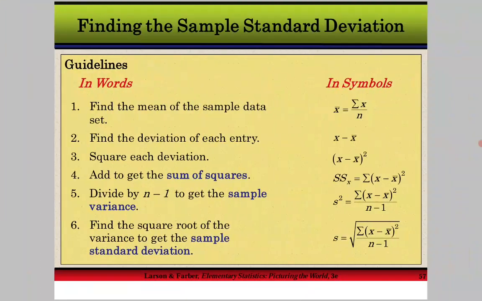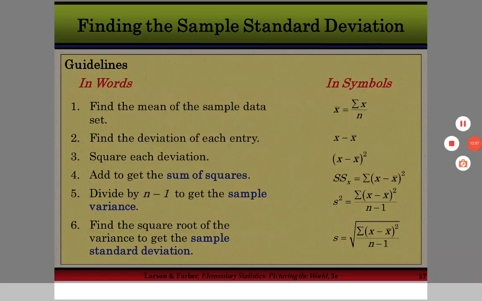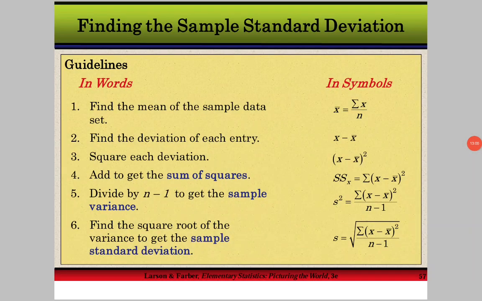So find the deviation of each entry, that is x minus x bar, and square each deviation, that is (x minus x bar) whole square. Next step is add to get the sum of the squares, SSX, which is equal to sigma (x minus x bar) whole square. Next one is divide by n minus 1 to get the sample variance.